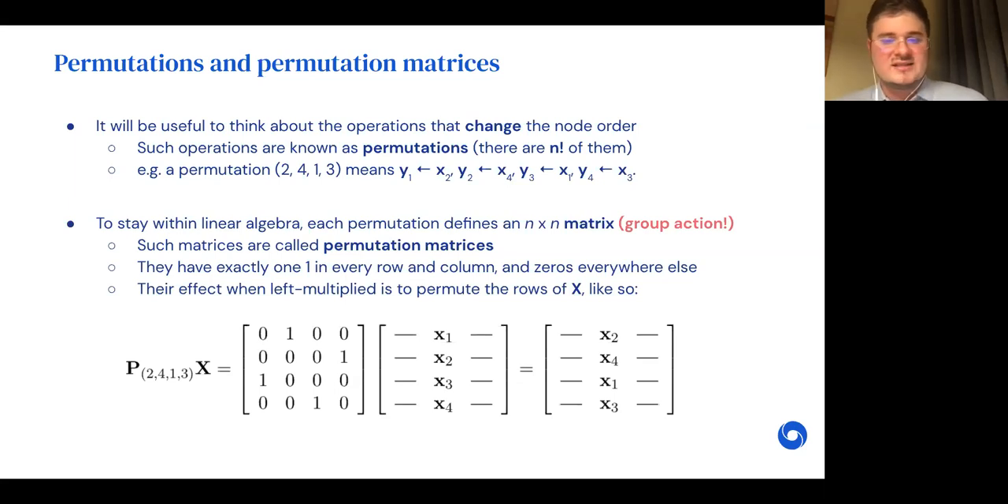And the only effect they have is that when you left multiply them with a particular node feature matrix, it only perturbs the order of those nodes and leaves everything else unchanged. So it's a very nice way for us to reason about any kind of meaningful transformations applied over the node feature matrix. And once we have this concept of a permutation matrix, defining a permutation equivariant model is quite easy.